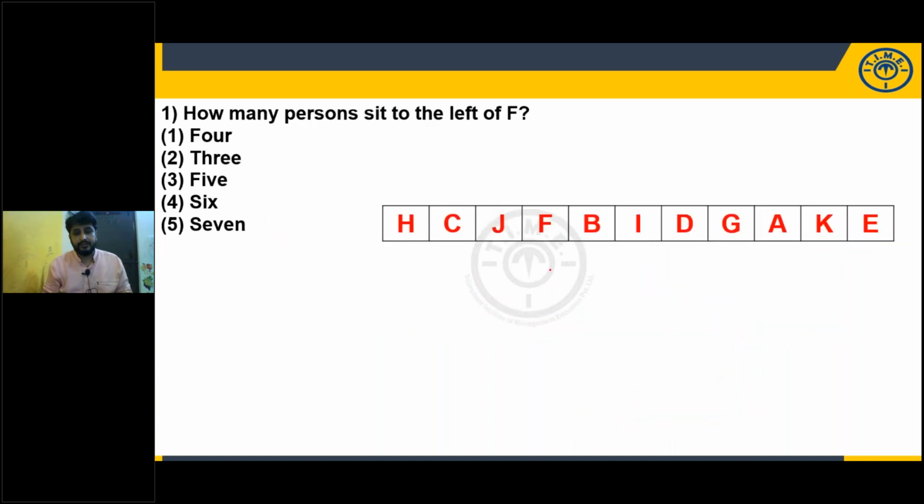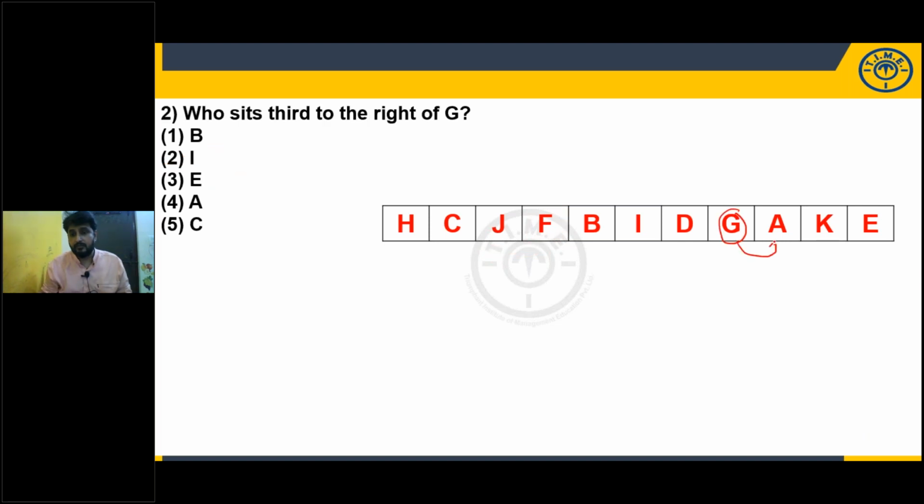How many persons sit to the left of F? F is here, to the left, 3 people. Answer choice is 2. Who sits third to the right of G? G is here, third right. So first right, second right, and third right. E, choice 3.